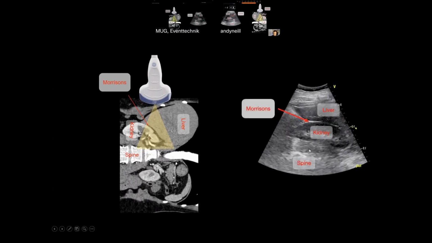This is the same ultrasound scan that we saw before. We have a little bit of liver here, so head at this end, feet at this end. We have a bit of liver, we have kidney. This is our Morrison's pouch, which is this little area in here. It's a reflection of the peritoneum, and if you get free fluid within the peritoneum, it's going to appear in that spot.